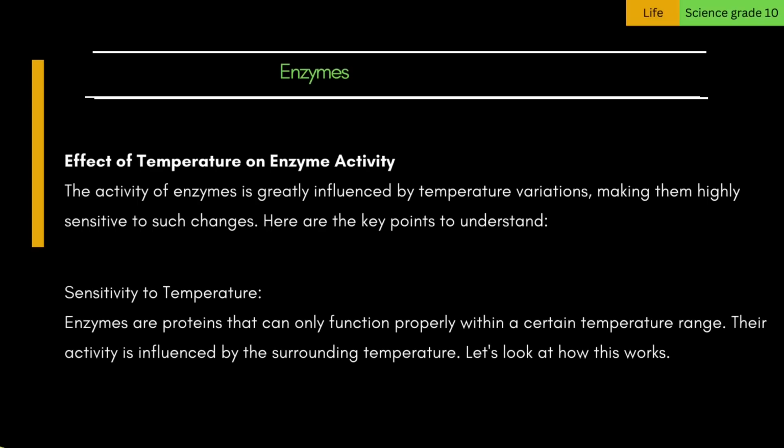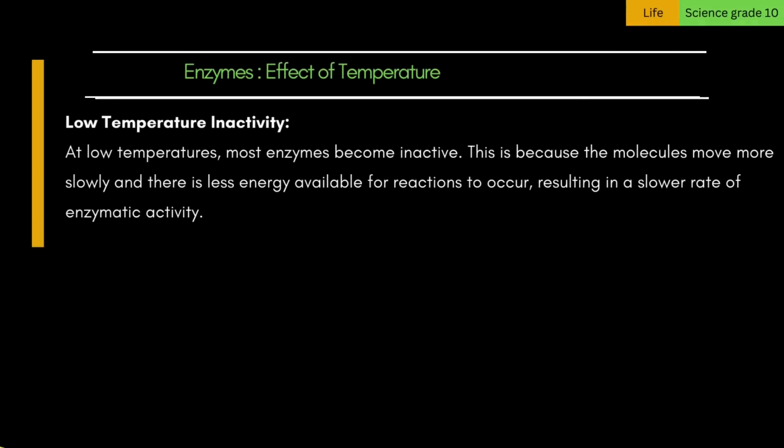Sensitivity to temperature. Enzymes are proteins that can only function properly within a certain temperature range. Their activity is influenced by the surrounding temperature. Let's look at how this works. 1. Low temperature inactivity. At low temperatures, most enzymes become inactive. This is because the molecules move more slowly, and there is less energy available for reactions to occur, resulting in a slower rate of enzymatic activity.